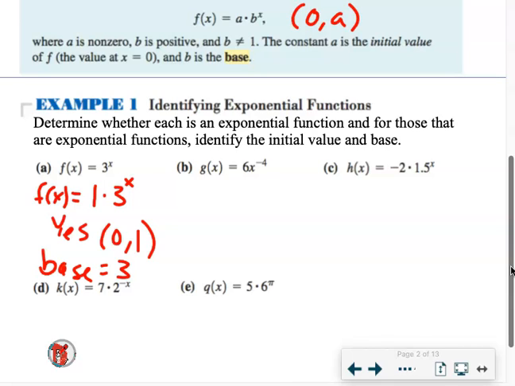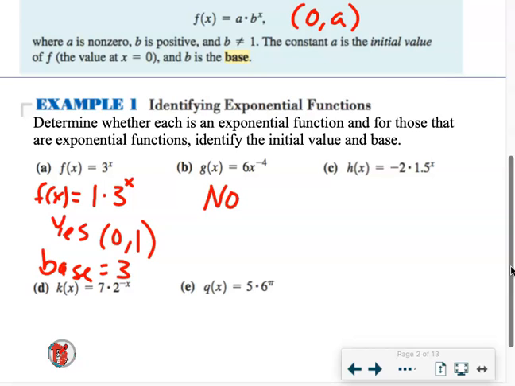Thomas, can you unmute and help me out with B, please? I said it wasn't a function. You are absolutely right. Our variable is not the exponent. So you got the easy one there, Thomas. It's a no when you're done.